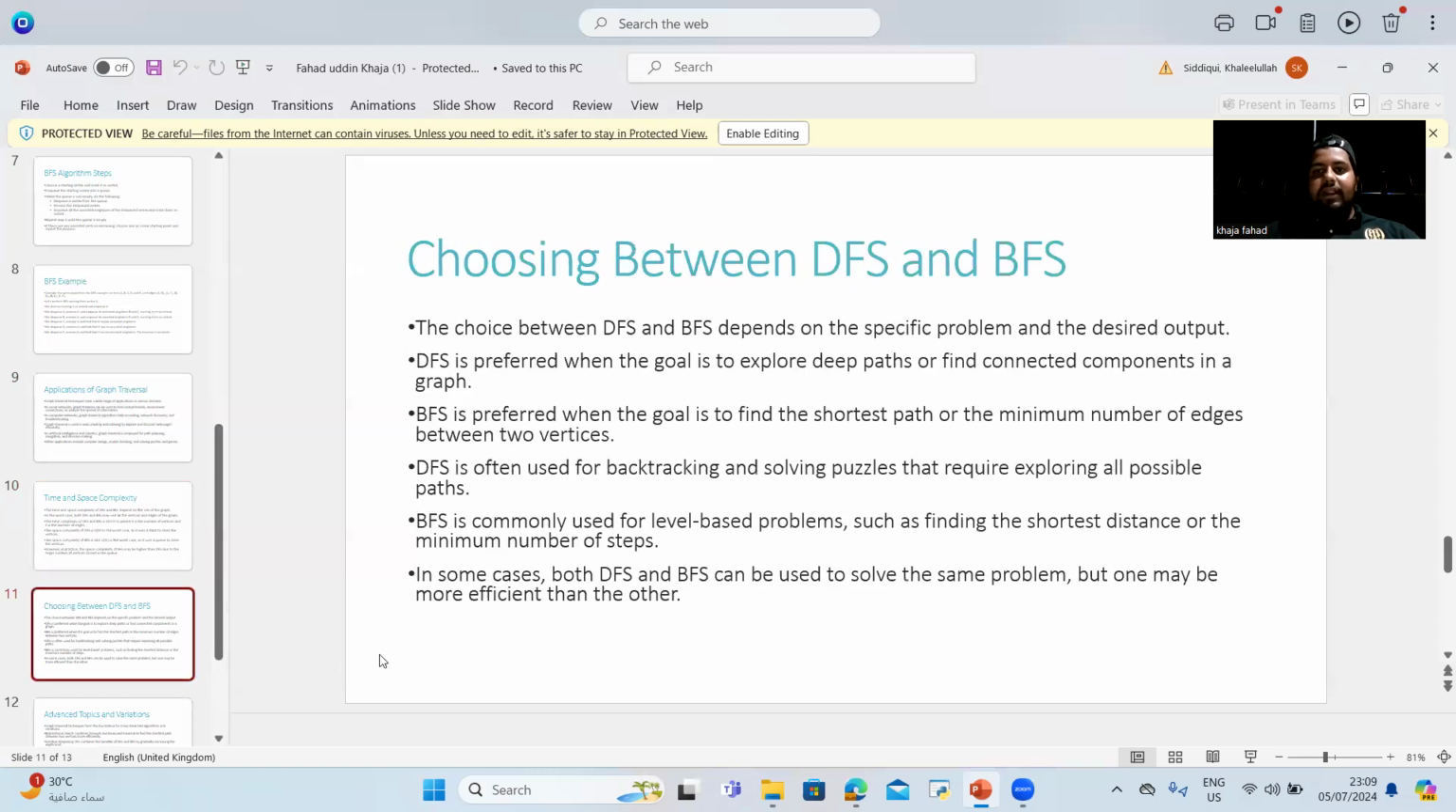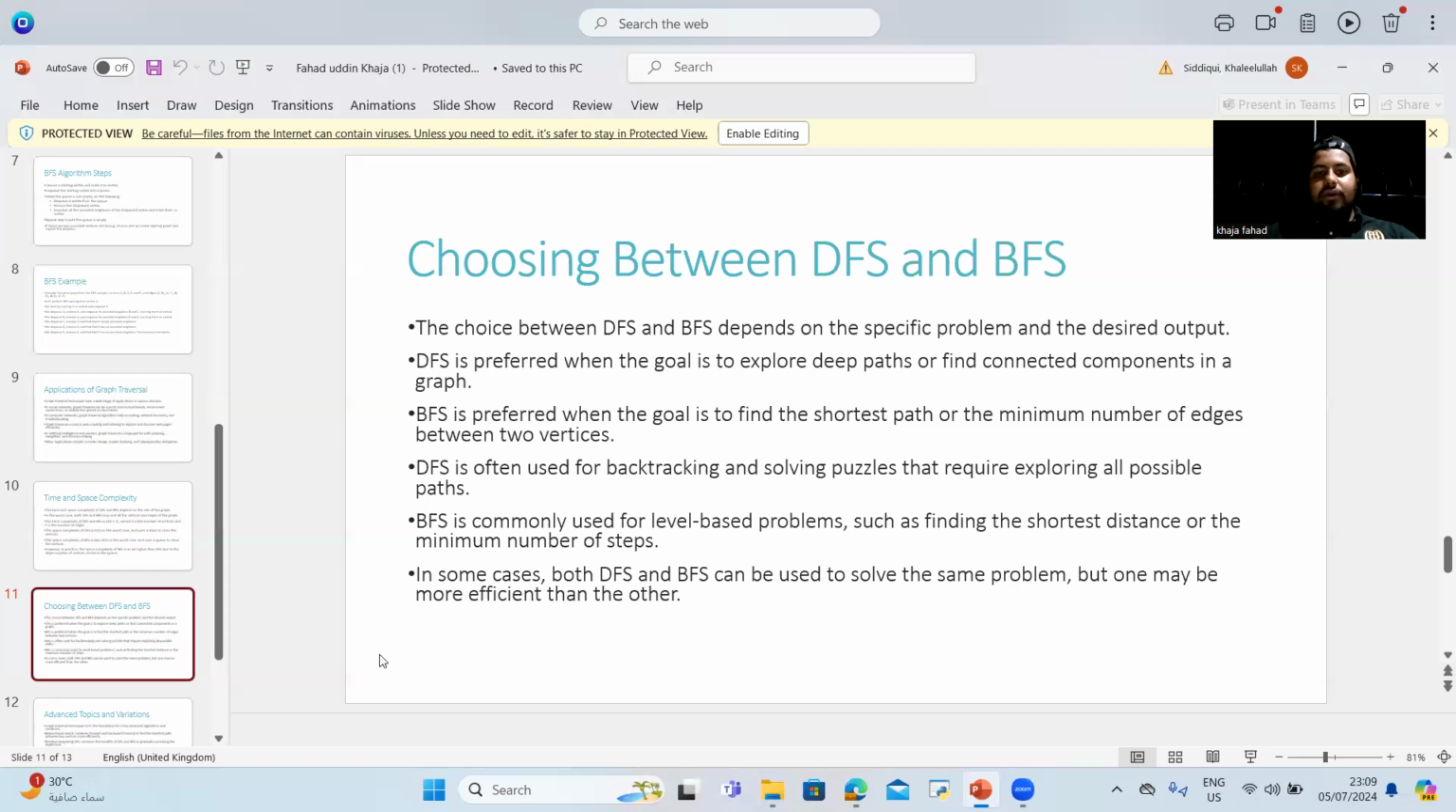Choosing between DFS and BFS. The choice between DFS and BFS depends on the specific problem and the desired output. DFS is preferred when the goal is to explore deep paths or find connected components in a graph. BFS is preferred when the goal is to find the shortest path or the minimum number of edges between two vertices.